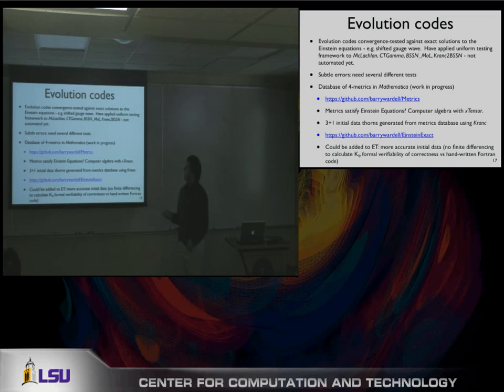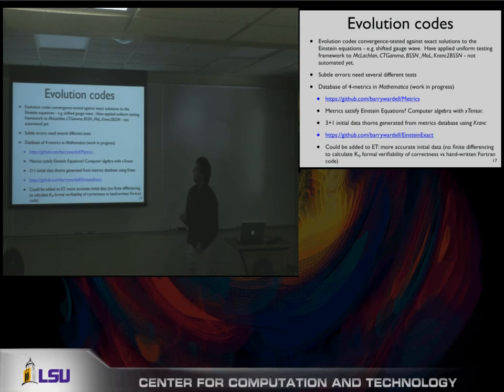Given that you could have subtle errors in the implementation, you generally need several different tests. You may find that you do one test and the code passes it because you haven't exercised part of it. For example, if you did an unshifted gauge wave, maybe there would be an error in the shift terms. Maybe the shifted gauge wave is a strong enough test to be fairly confident in the code, but it would be good to have more than one test.